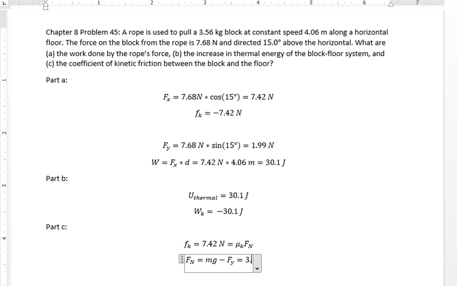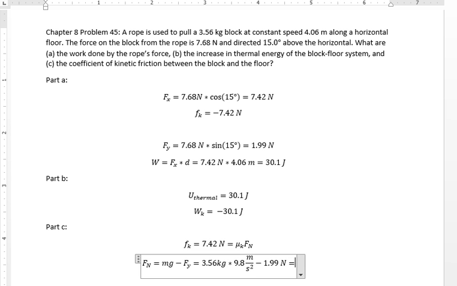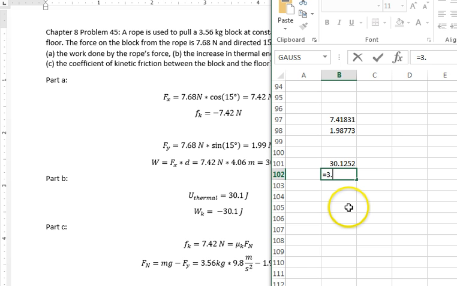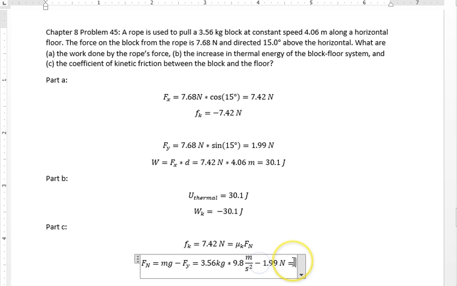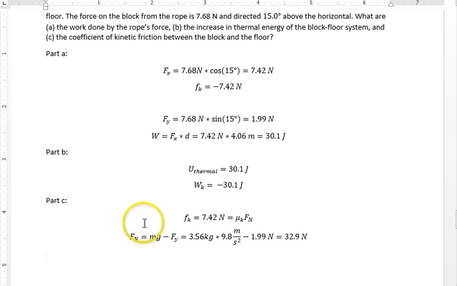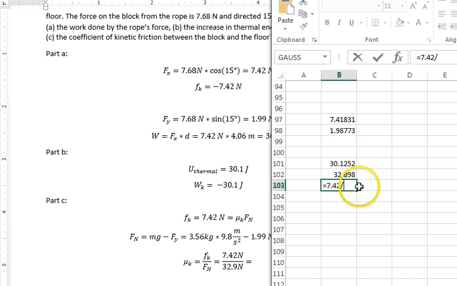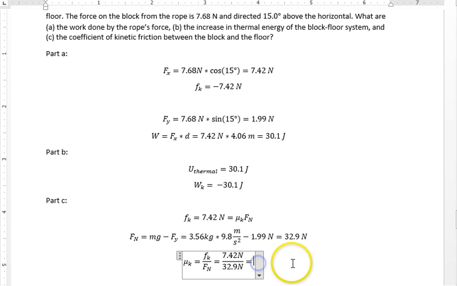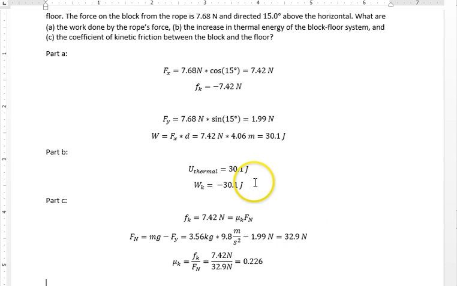So the normal force is 3.56 kilograms times 9.8 meters per second squared minus 1.99 newtons, which equals 32.9 newtons. Since we know mu k is Fk over Fn, that's 7.42 newtons divided by 32.9 newtons, and we get a mu k of 0.226. 0.226 is the coefficient of kinetic friction between the block and the floor. And that's it for the problem.